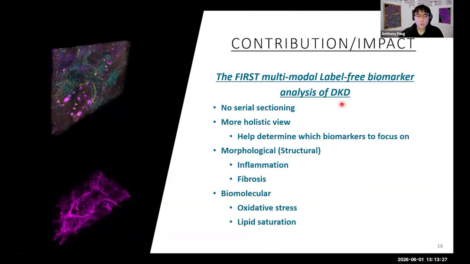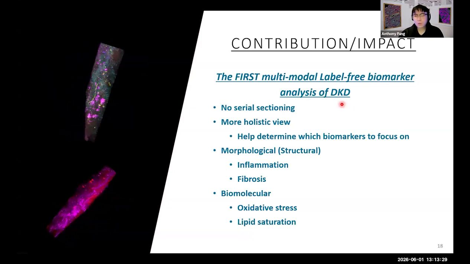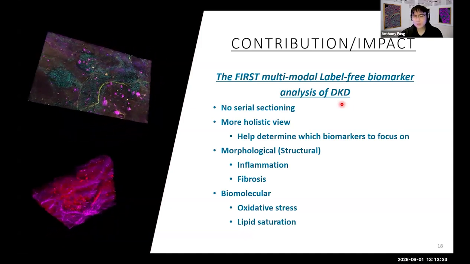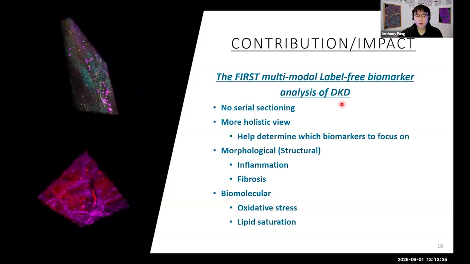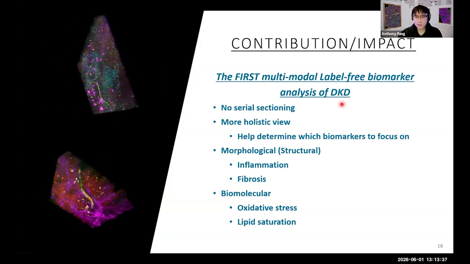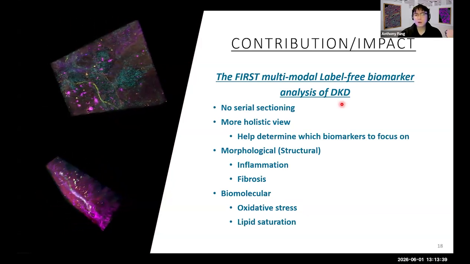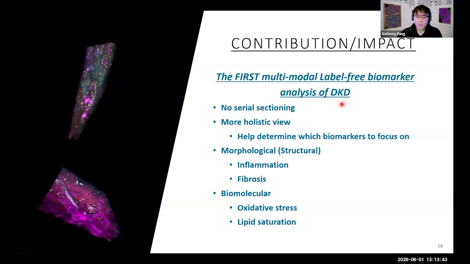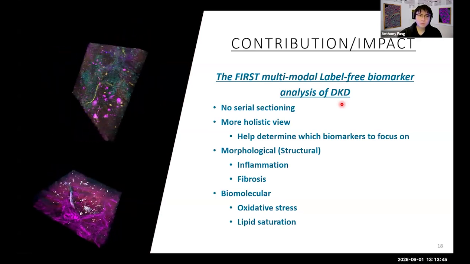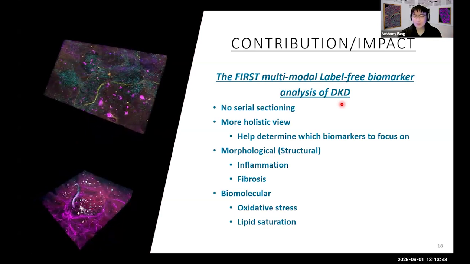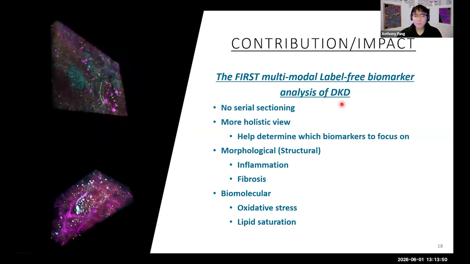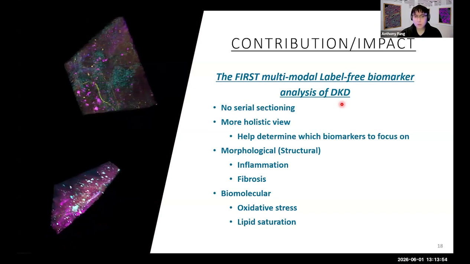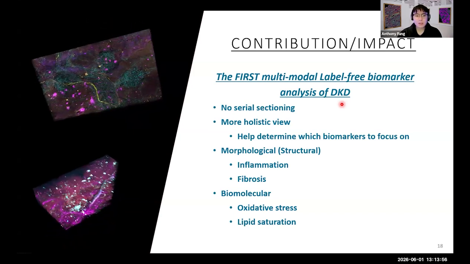So what we set out to do is figure out what label-free biomarkers are available, because a lot of these samples are very precious. We don't want to waste them and section them. We want a high statistical power with as little biopsy as possible, to hopefully, the ultimate dream, get an optical biopsy going. But we're focusing on the morphological or structural biomarkers and also the biomolecular ones.